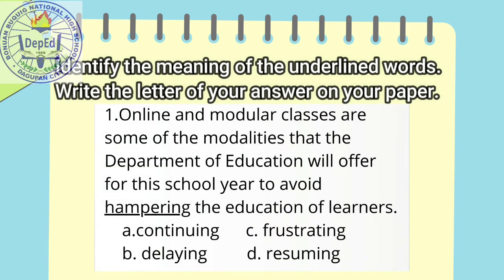Number 1. Online and modular classes are some of the modalities that the Department of Education will offer for this school year to avoid hampering the education of learners. The underlined word is hampering. Here are your choices. A. Continuing. B. Delaying. C. Frustrating. D. Resuming.